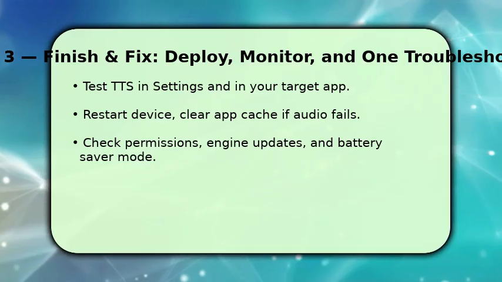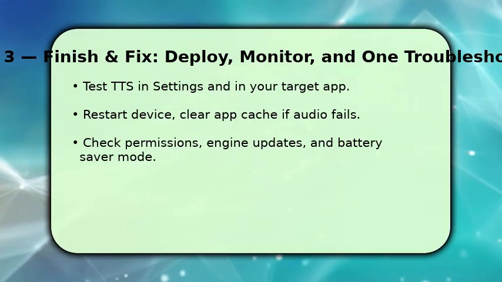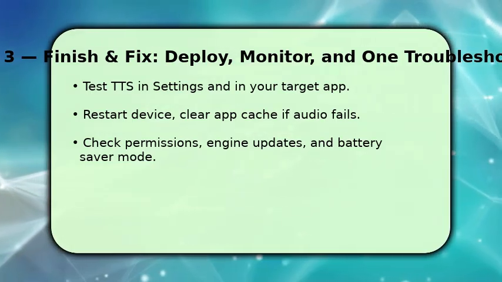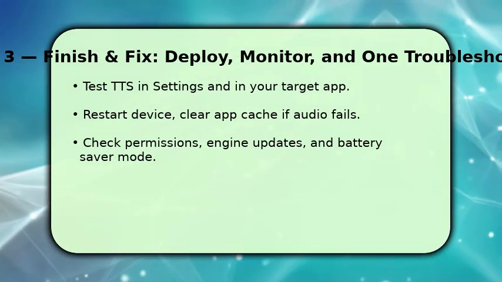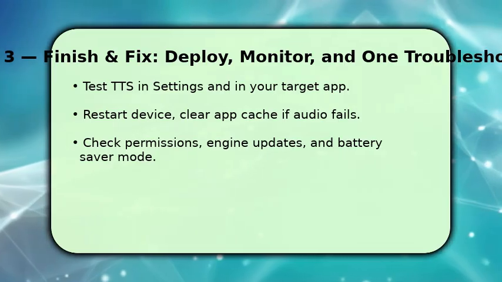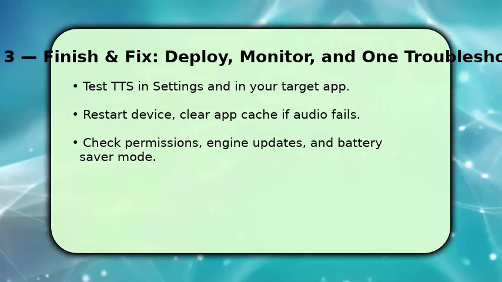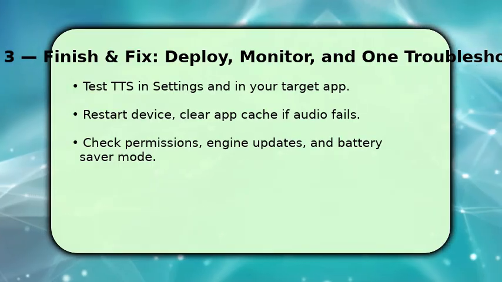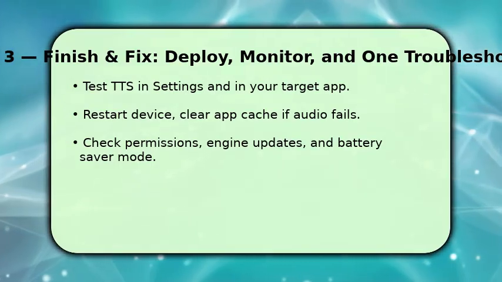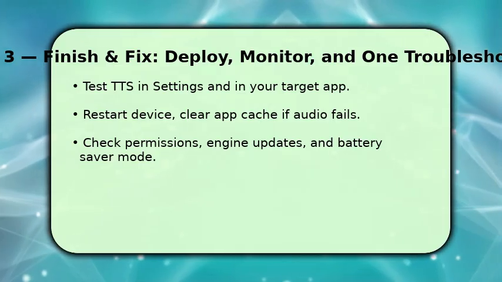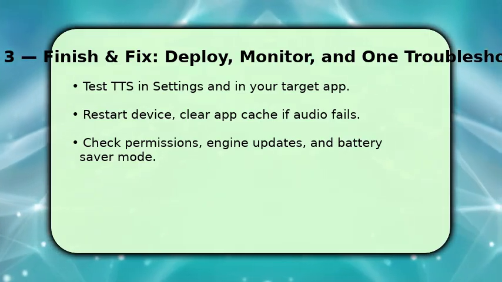Switch output if needed. If speech is missing, restart the device and clear the text-to-speech engine cache to reset corrupted data. Make sure battery saver is off and the engine is up to date. One key troubleshooting tip: if voice sounds robotic, re-download the high-quality voice pack and reboot. This usually resolves the issue.